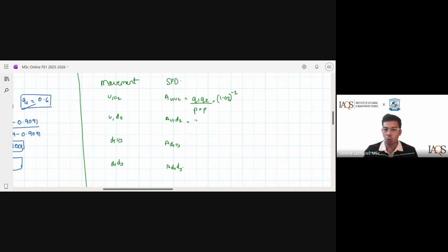Similarly, U1 D2 will be Q1 into D2, which is actually 1 minus Q2, upon the same way for real world probability, into the PV factor. A D1 U3: D1 is actually 1 minus Q1, times Q3, upon 1 minus P into P, into 1.02 raised to minus 2. Everyone's understanding what I'm trying to do over here?